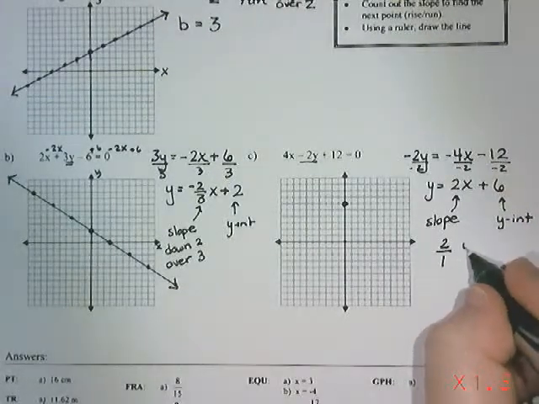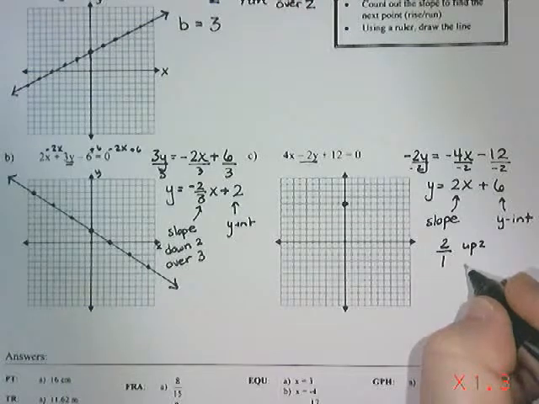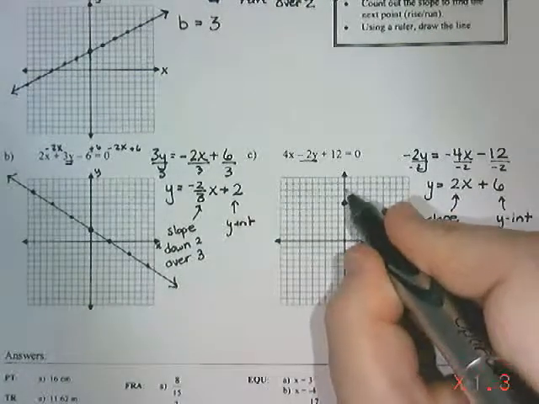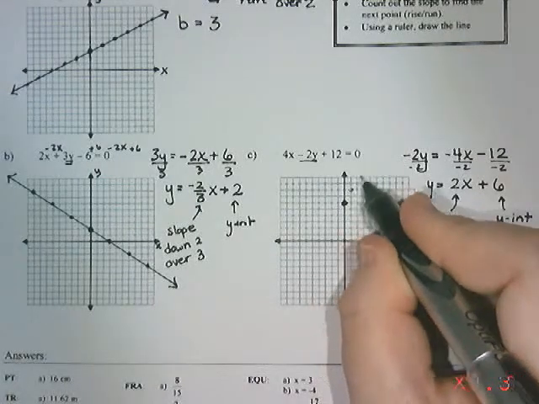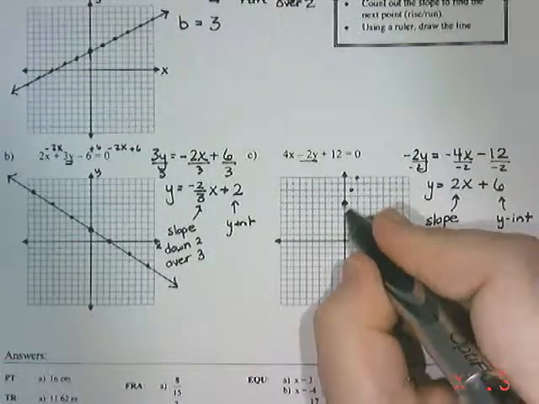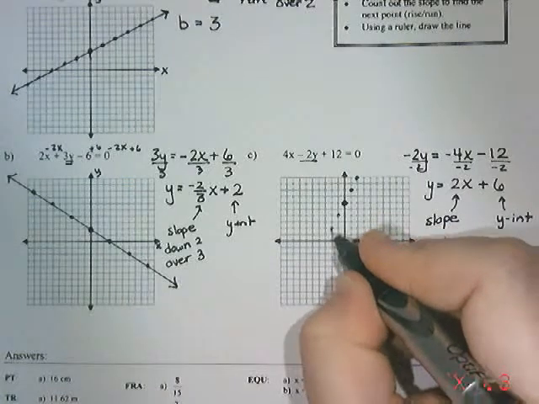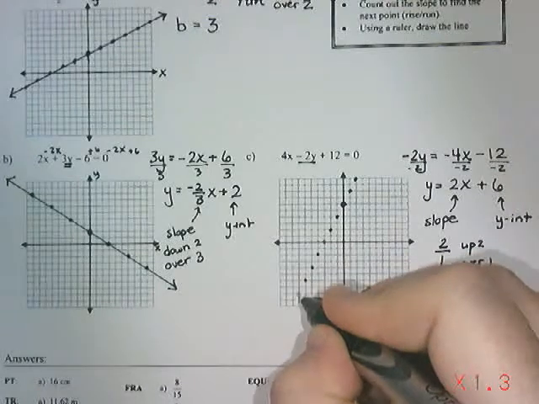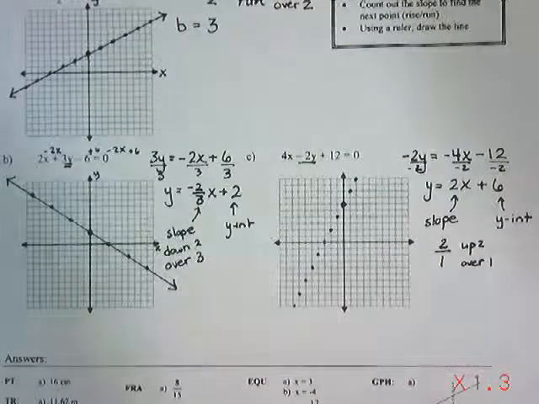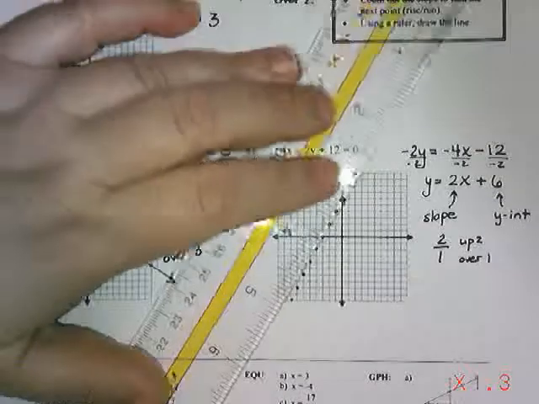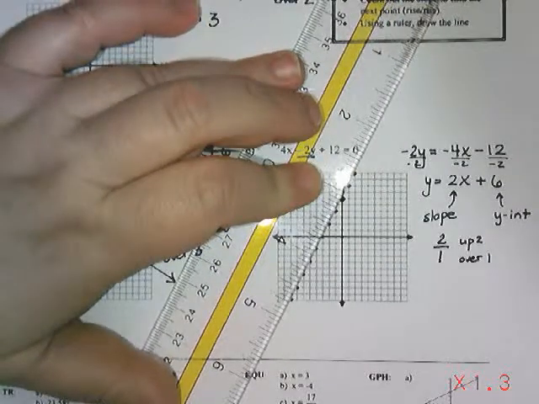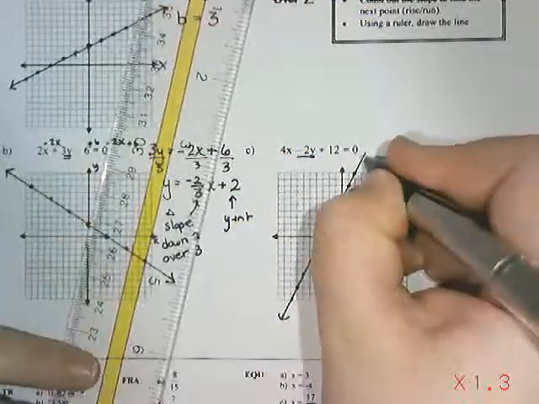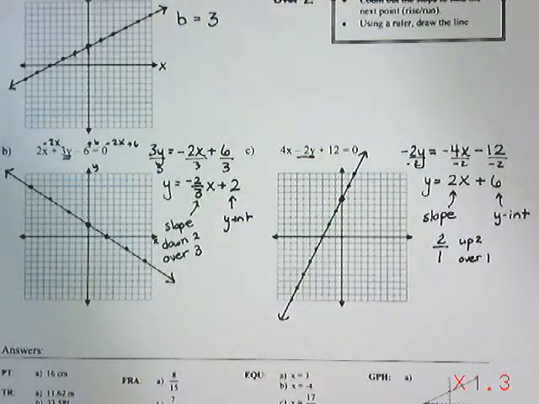So it's positive, so it's going to go up 2, and it's going to go over 1 or right 1. We always go to the right. So from here, we're going to go up 2, over 1, up 2, over 1, and then I'm going to follow that pattern in reverse. And draw a line. Make sure you put arrows on the ends, and that's graphing lines.